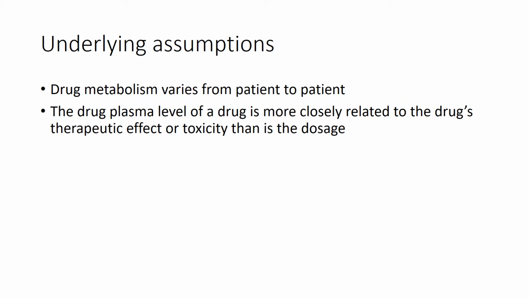Now what are the underlying assumptions while doing a TDM? While doing a TDM, we assume that the drug metabolism varies from patient to patient. That means inconsistent pharmacokinetics. And the plasma level of a drug is more closely related to the drug's therapeutic effect or toxicity than is the dosage. That simply means that the response should be directly proportional to the plasma concentration, or the graph between the response and the plasma concentration should be linear.